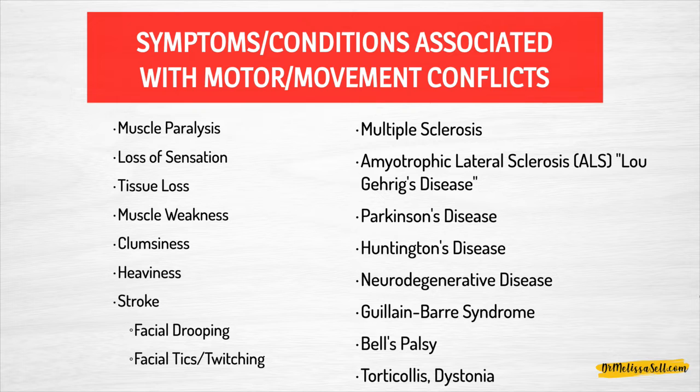Here you can read through a list of symptoms and conditions that are associated with motor movement conflicts. And you'll see they're all related to this family of issues having to do with the functioning of the muscles, resulting in things like paralysis, tics and spasms, things that are labeled neurodegenerative diseases.